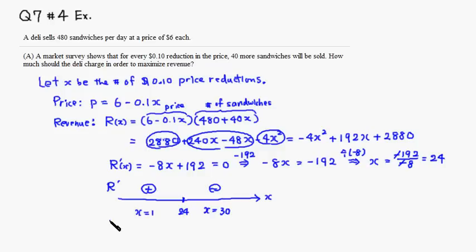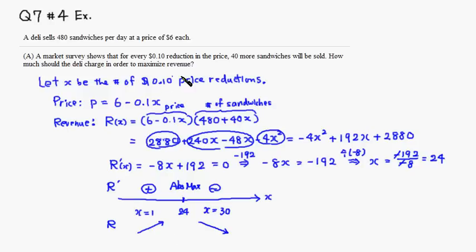So the revenue function is actually increasing because the derivative is positive before this critical number 24. After that, since the derivative is negative, it's decreasing after 24. This will tell you that we definitely have the maximum value at x equals 24. So you're going to have the absolute maximum at x equals 24.